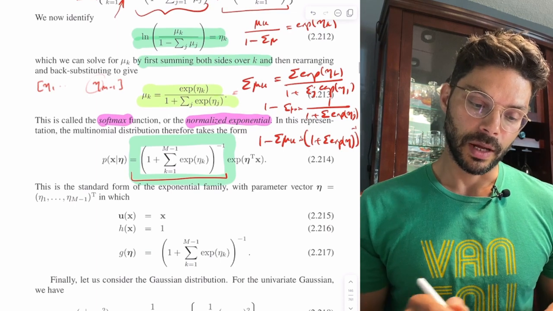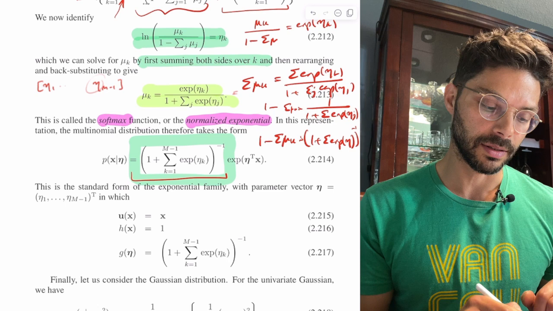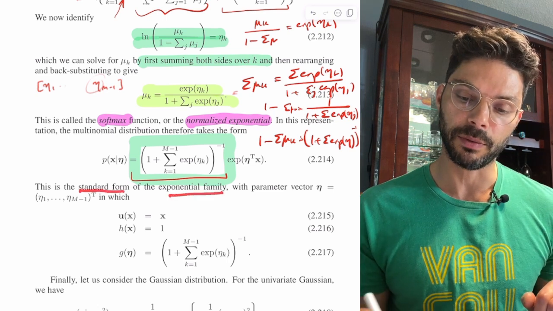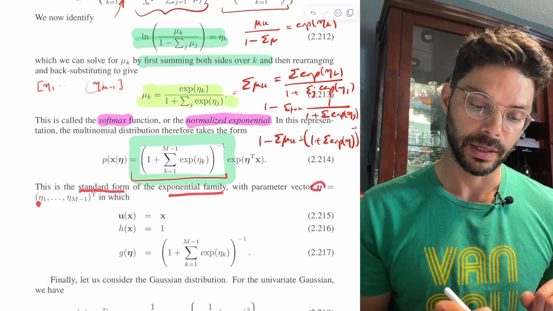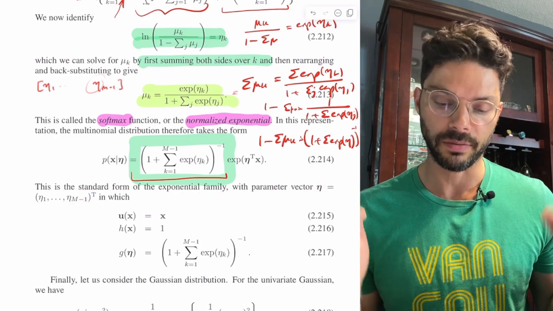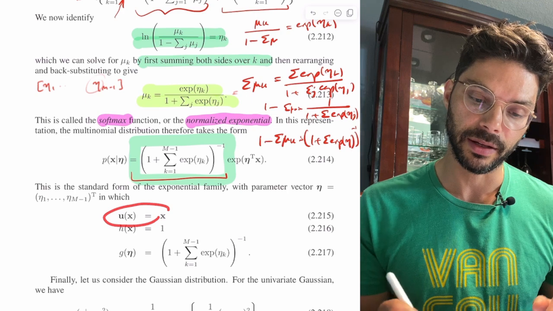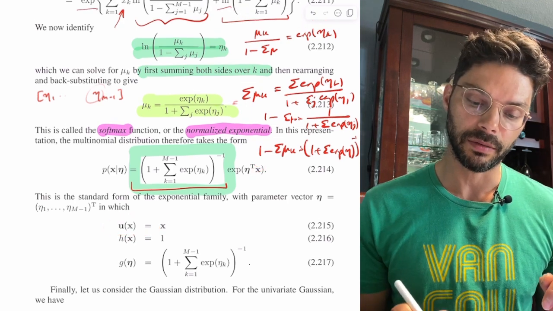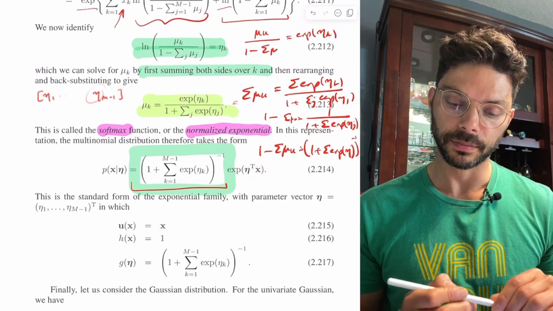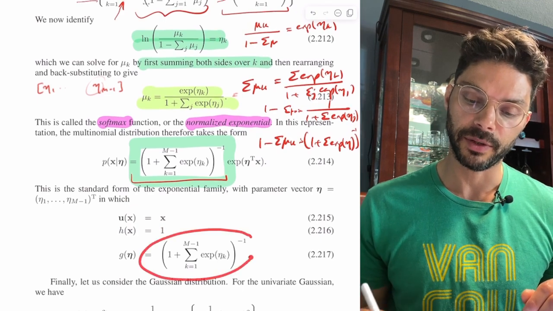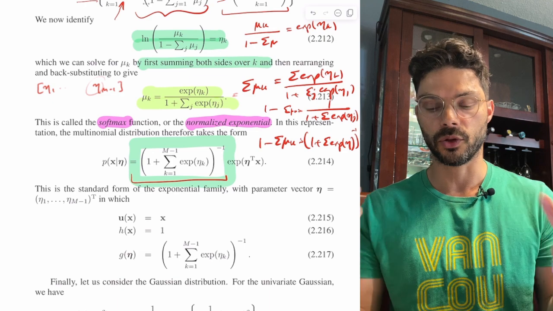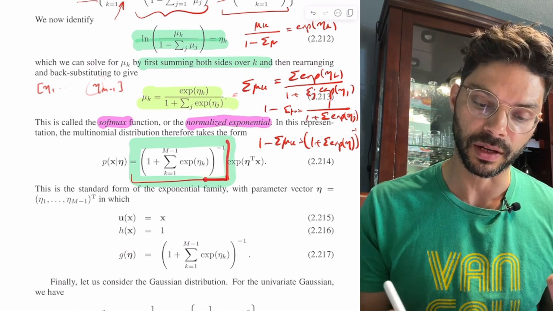Okay, and so now it says this is the standard form of the exponential family with parameter vector eta equal to eta 1 to eta m minus 1. So it actually is a vector now. U of x, again, it's just showing up all by itself. H of x is equal to 1. And this normalizing factor, the term that contains eta, well, it's just this thing right here.